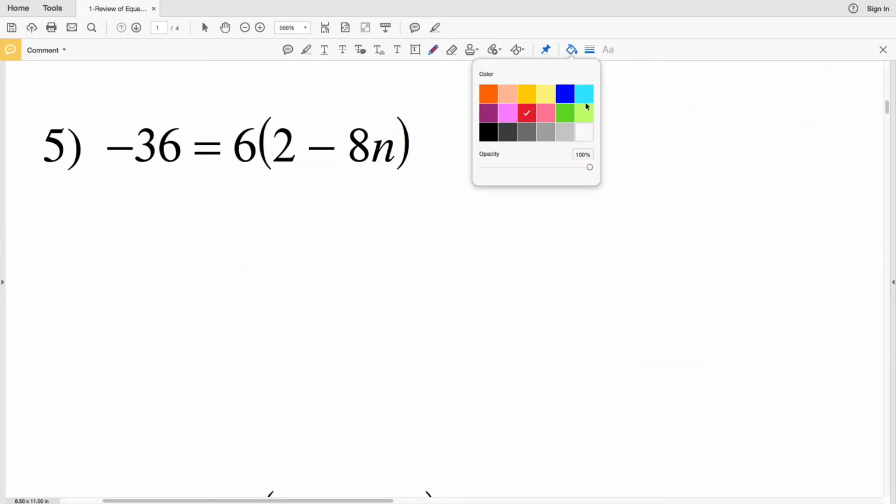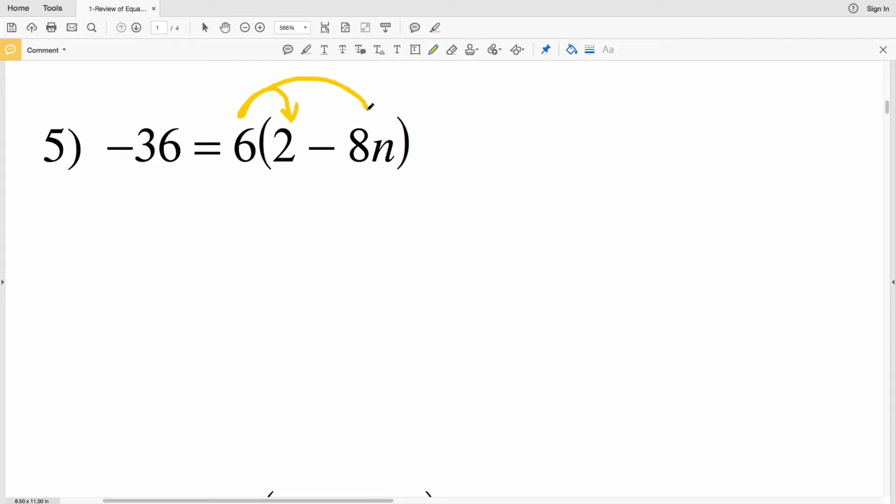In number 5, we're going to need to use the distributive property and distribute the 6 to the 2 and the 6 to the 8n with subtraction in between. So we're going to have negative 36 on the left-hand side, and we're going to do 6 times 2 minus 6 times 8n.